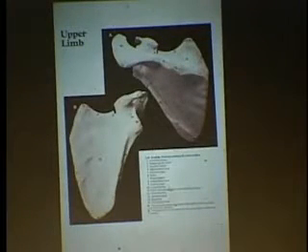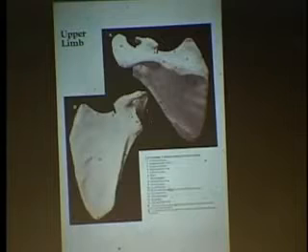And this is our scapula. Here's the spine. Here's the acromion, the supraspinous fossa, the infraspinous fossa, the coracoid process. Here it is here on this anterior view. The glenoid cavity here for the head of the humerus. Next one.